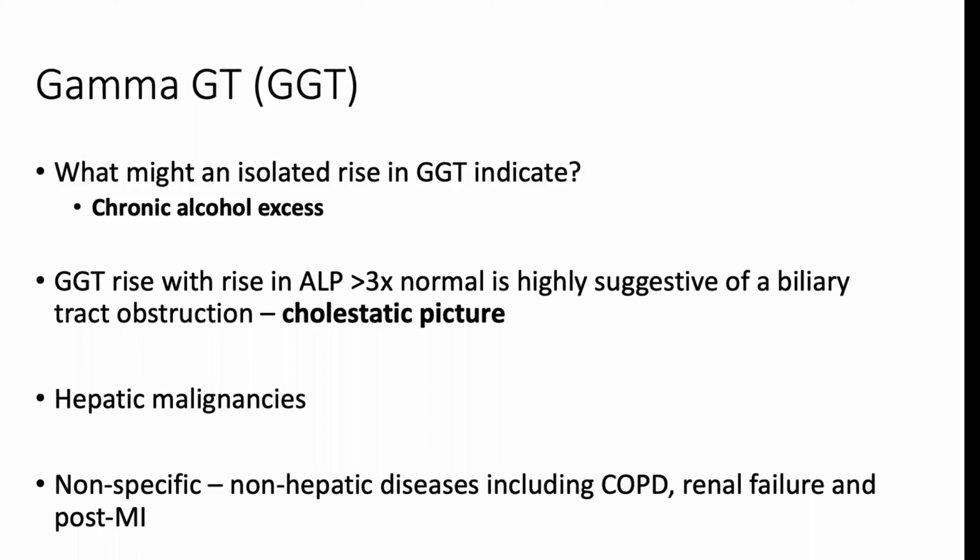So a gamma GT rise with a rise in ALP more than 3 times the normal is highly suggestive of a biliary tract obstruction, which you can call a cholestatic picture. Hepatic malignancies can also increase gamma GT. And there are some various other causes as well, things like COPD, renal failure, and following an MI.